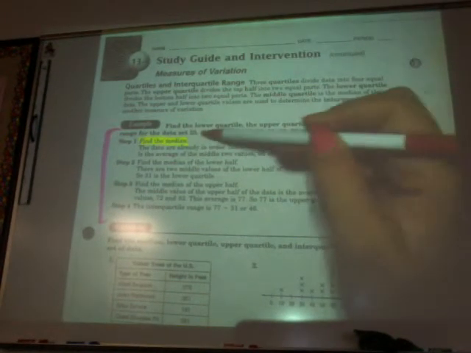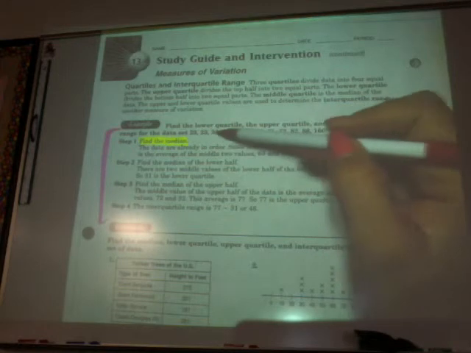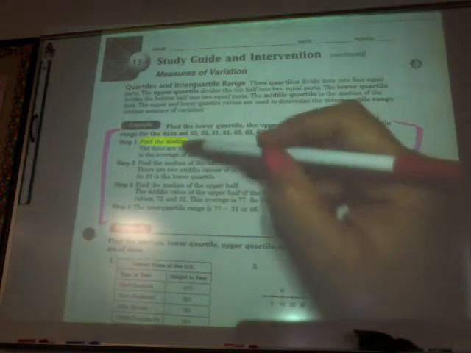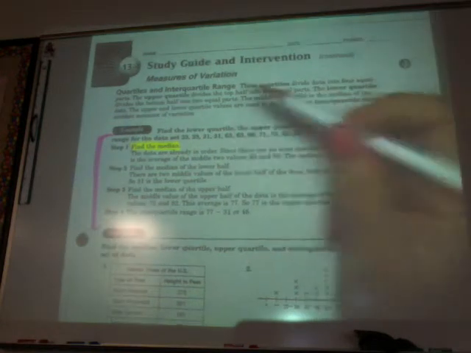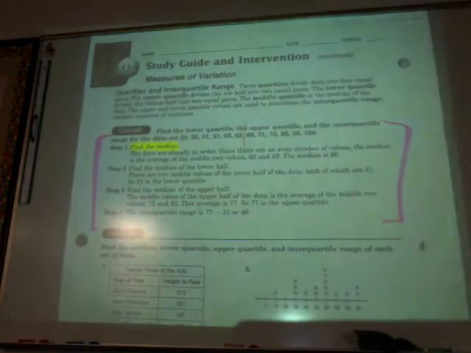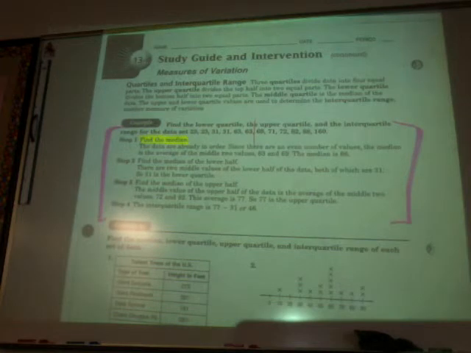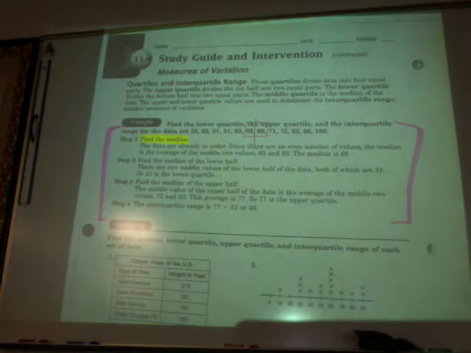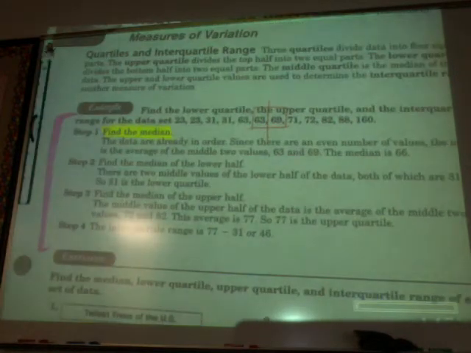Yeah, 1, 2, 3, 1, 2, 3, 4, 5, 6, 7, 8, 9, 10, 11, 12. So 1, 2, 3, 4, 5, 6. You're going to make a cut. You're going to cut that data in half because there is no one middle term. So then don't you have to find the median of those two numbers? Right? So how do you find the median of those two numbers?